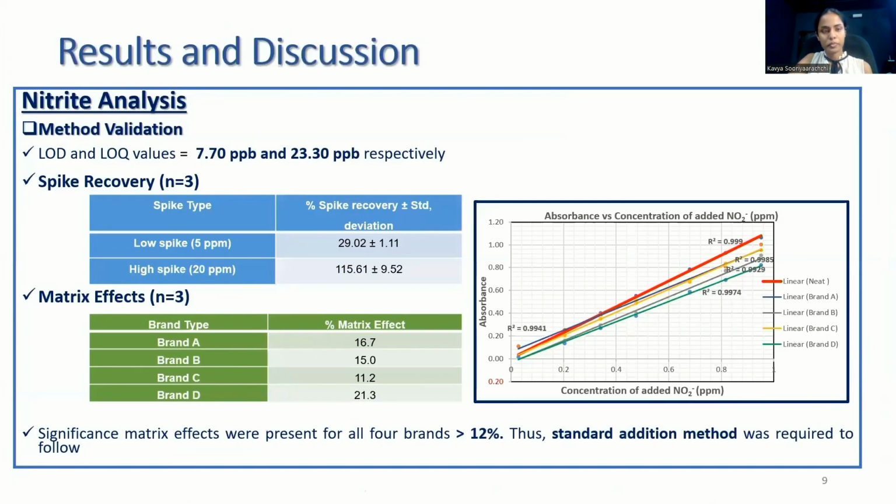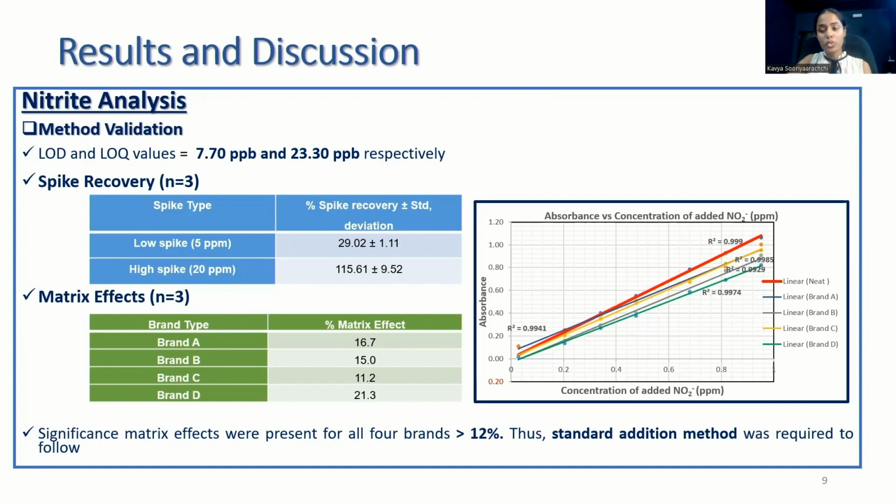The method validation results are such that the LOD and LOQ values for the method were 7.7 ppb and 23.3 ppb respectively. For the spike recoveries, at the low spike we obtained a recovery of 29.02%, which is low in accuracy but had high precision as the standard deviation is less than 10%. The high spike recovery we obtained was 115.61%, which was both accurate and precise as the standard deviation was below 10% and the recovery value was between 90% and 120%.